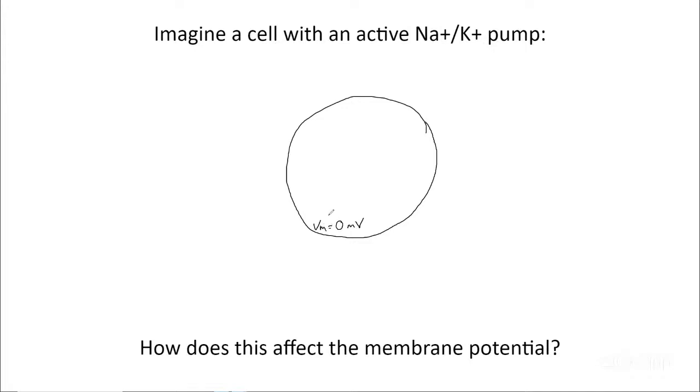On this imaginary cell, we're going to add that sodium potassium pump, that primary active transport using ATP. The sodium potassium pump pumps out sodium, and it allows in potassium.